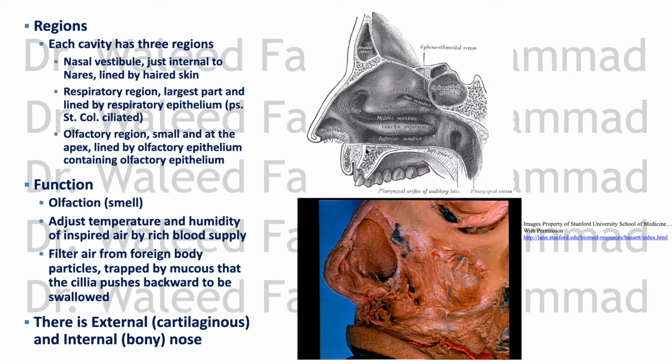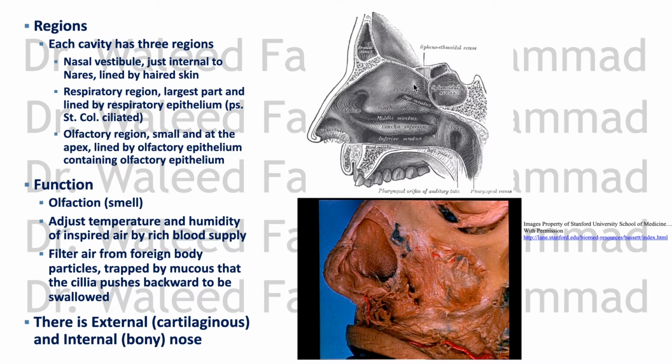A much bigger part is the respiratory part, the respiratory region. It's the largest part, and it's lined by the respiratory epithelium. We know this is the pseudostratified columnar ciliated epithelium with goblet cells to secrete mucus, and a narrow olfactory part at the top, at the apex.